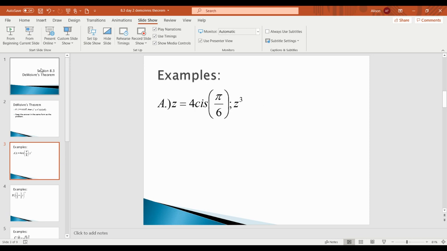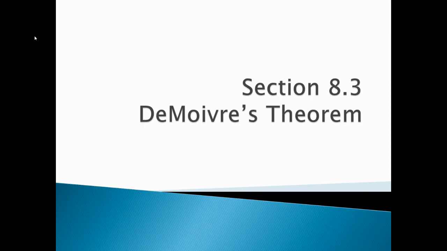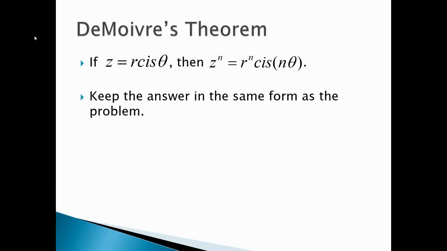Okay, so today we're going to finish up 8.3. Actually, this entire week we're going to finish up 8.3, and we're going to start with Demoivre's theorem. Demoivre's theorem is about doing powers of complex numbers in polar form. So in order to do that, this is just an extension of the multiplication from last week, so it's not too scary.